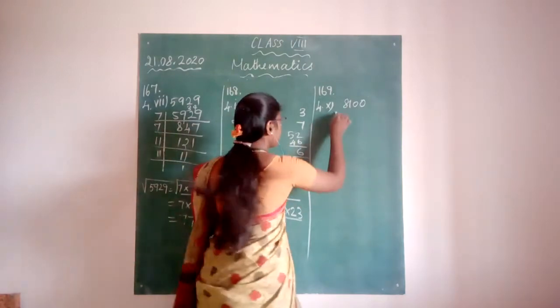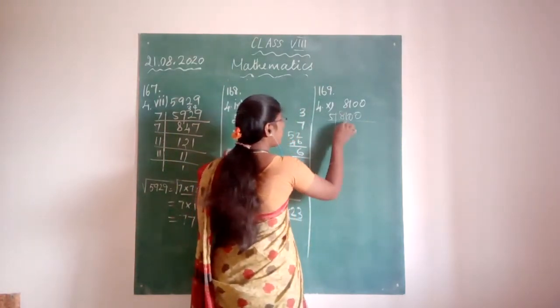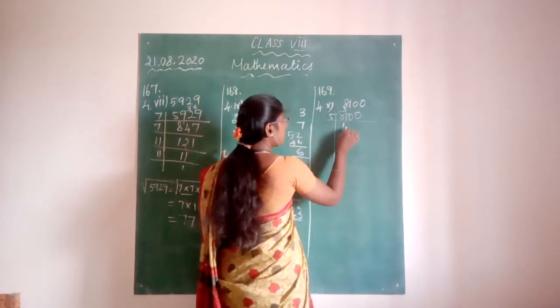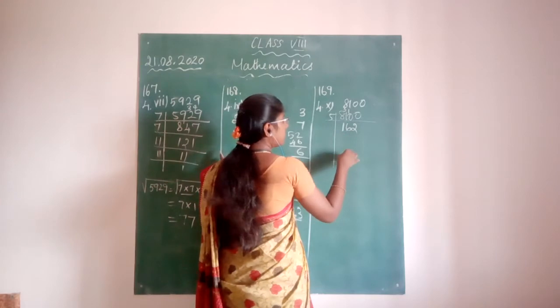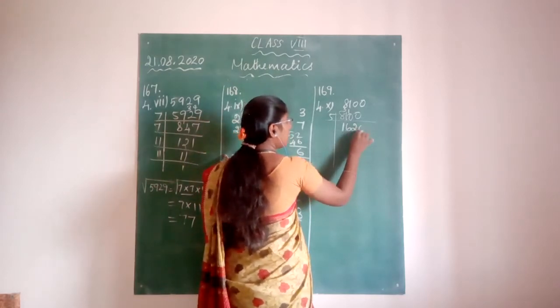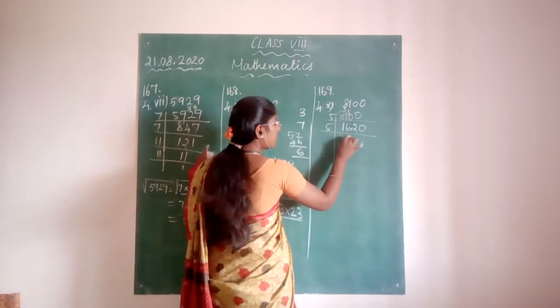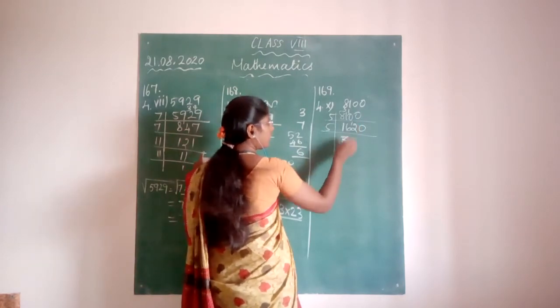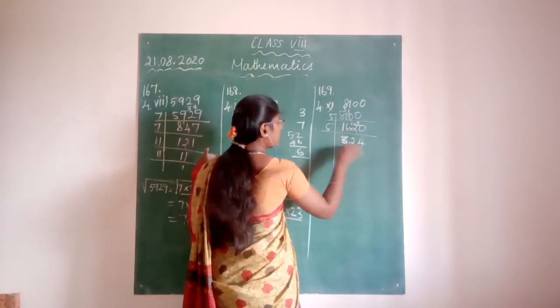8100 is given. Okay, let me start with the 5 table. 5 ones are 5, 3 is remaining, 5 6s are 30, 1 is remaining, 5 twos are 10. Okay, again you will have 0. Then again the 5 table, 5 3s are 15, 1 remaining, 5 twos are 10, 2 remaining. So 5 4s are 20.